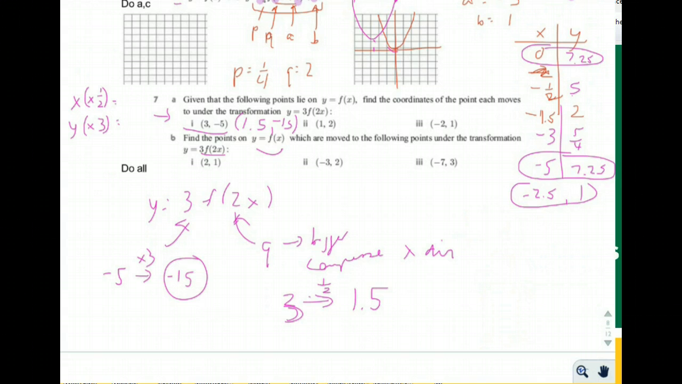For this one, we're going to do the opposite. So we have like 2 and 1. Instead of multiplying by 1/2, we're going to divide by 1/2, which is the same thing as multiplying by 2, and we're going to divide by 3, which is the same thing as multiplying by 1/3. So instead of 2 comma 1, we're going to have 4 comma 1/3, right? So you're just doing the opposite to find these values, because these are your new points on the new function. You're going backwards, so everything you're going to be doing is the backwards process.